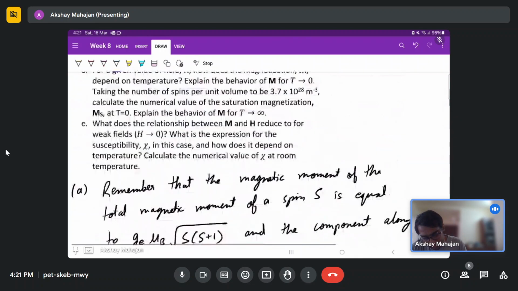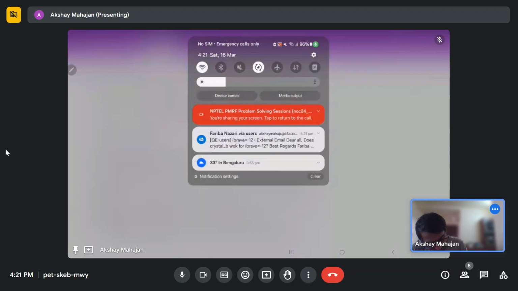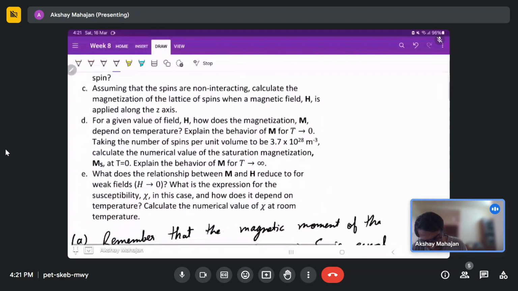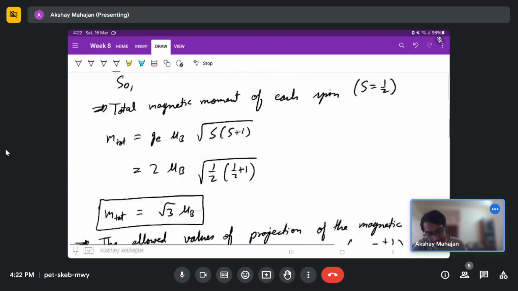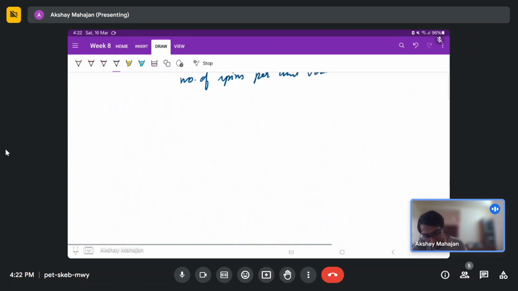Then let's go to part D. This was part C. Now part D is: for a given value of field H, how does the magnetization M depend on temperature? Now we have to find the dependence of this magnetization on temperature, and explain the behavior of M for T tends towards 0, taking the number of spins per unit volume n that is given to us, and calculate the numerical value of the saturation magnetization Ms at T equals 0. Explain the behavior of M for T tends to infinity. So this is the D part.